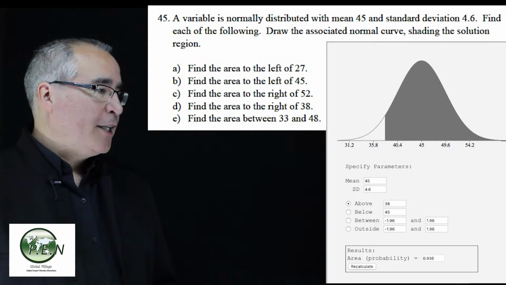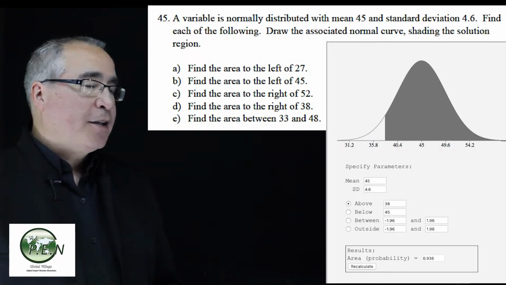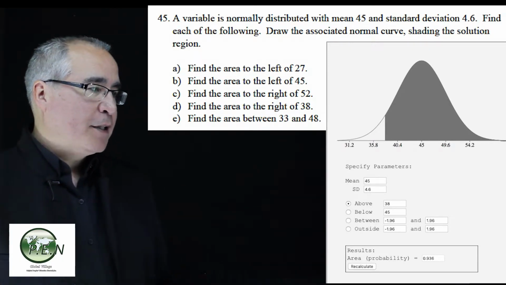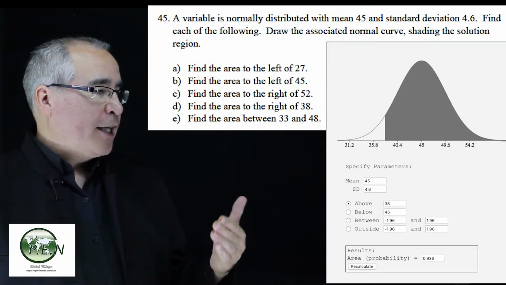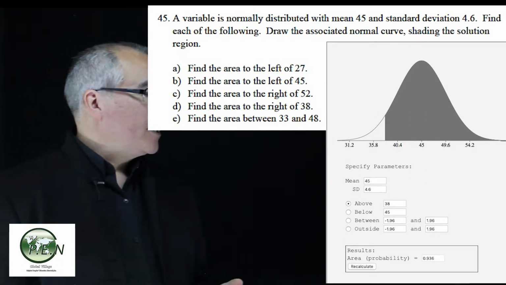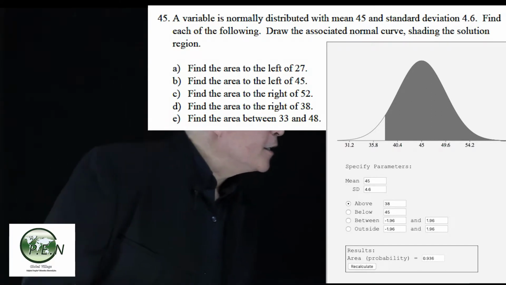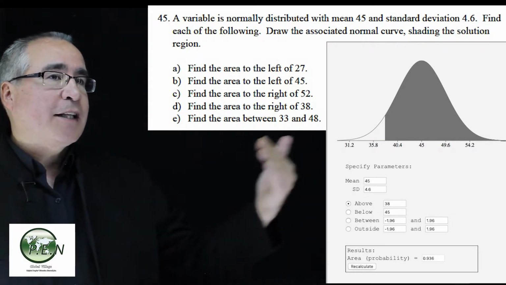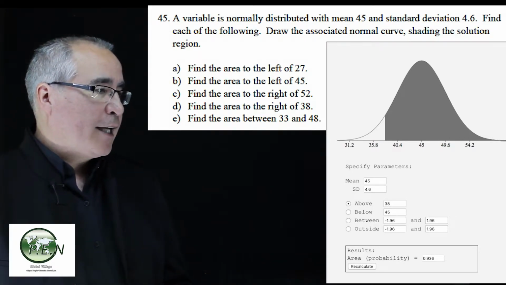Let's take a look at D. Again, I'm not going to do much of a change. I'm still above because we're going to the right of 38, but now we see the relationship on the graph. Above 38, click recalculate, and you see it is 0.936, so 93.6%. That's above a data value of 38.